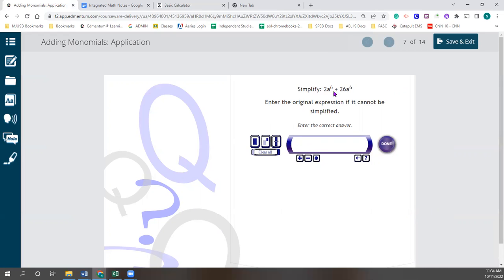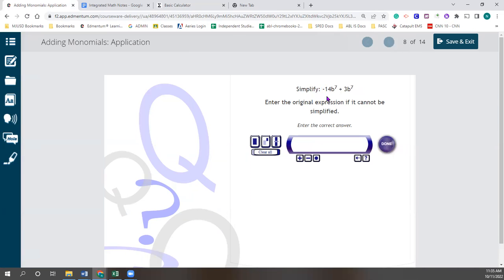Okay. Next, simplify 2a^6 plus 26a to the 6th power. Okay, 2 plus 26 is 28a to the 6th power. Oh, I need to raise that up. I'm going to highlight it and push the exponent button. Now it's raised up. Done. Great. I simplified that expression.